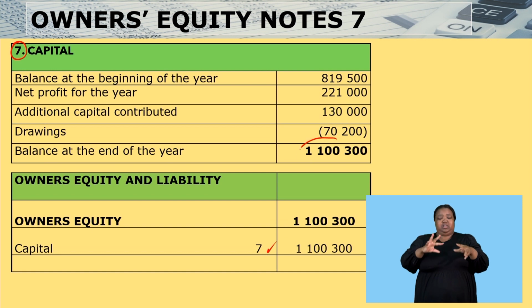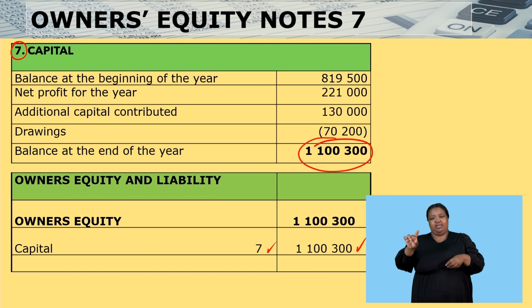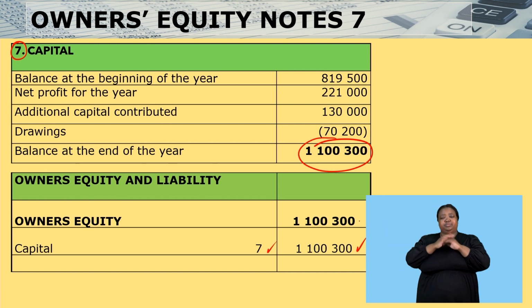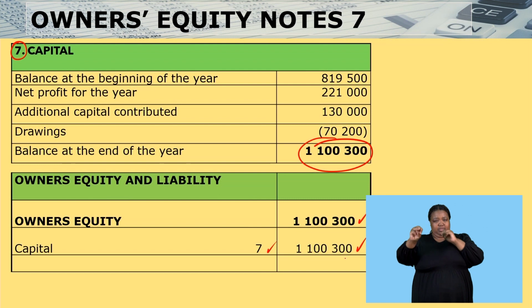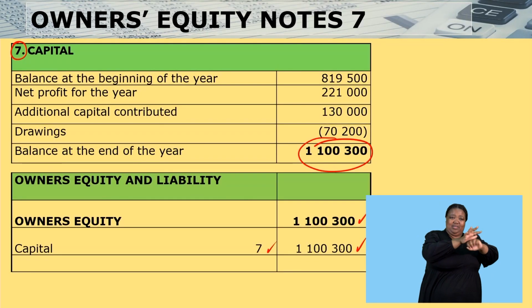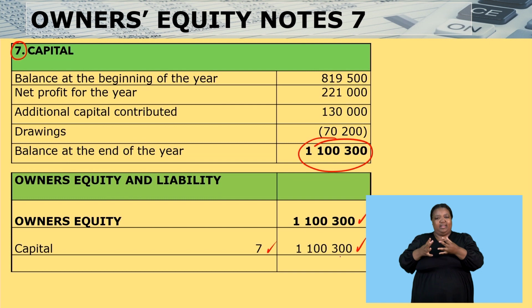And my total is 1,100,300. So I bring it here, 1,100,300. And therefore the total owner's equity becomes 1,100,300. That is how I would do adjustments that affect note number 7, and I'll take the balance at the end and bring it to my statement of financial position.